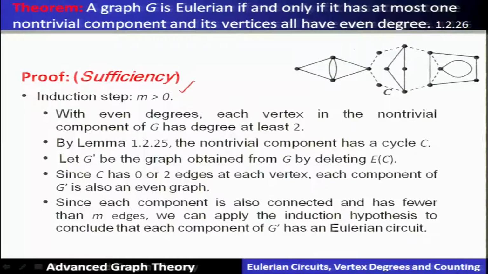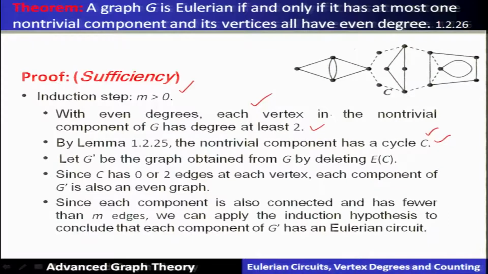Now, for the induction hypothesis, let us assume that it is true for m greater than 0. With even degrees, every vertex in a non-trivial component of G has degree at least 2. Now, by lemma 1.2.25, the non-trivial component has a cycle C. We have already seen in the previous lemma that if the degrees are at least 2, then it must have a cycle in a non-trivial component. Let us assume that the cycle is C, which exists. Why? Because we have seen that the degree is at least 2.